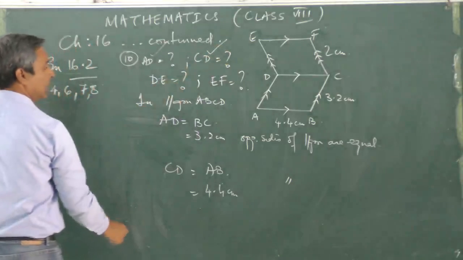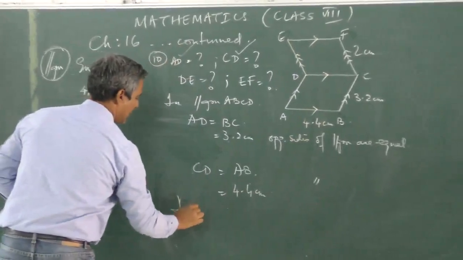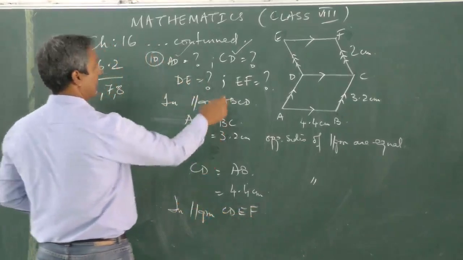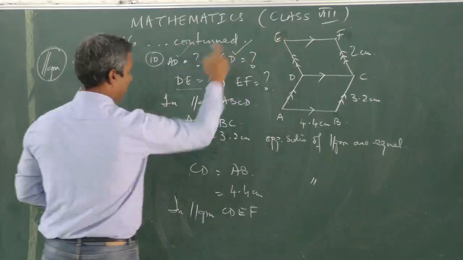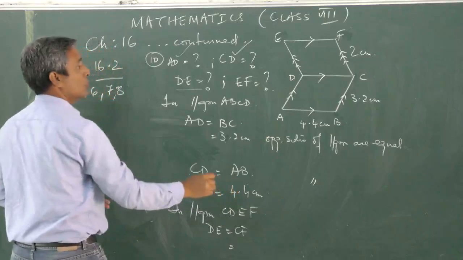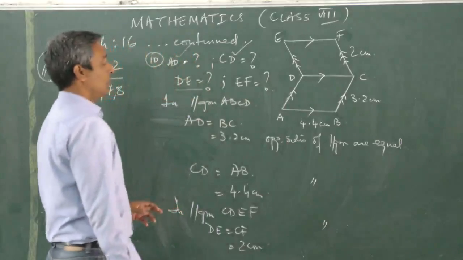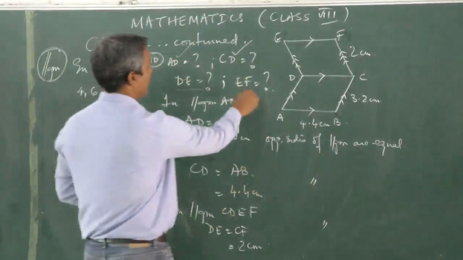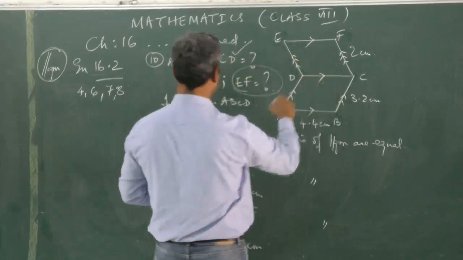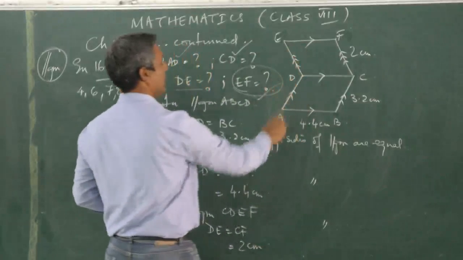Trying to find DE. Where is DE? In parallelogram CDEF. What do we have to find? DE. DE will be equal to CF. DE is equal to CF, and that is equal to 2 centimeters. Reason being, opposite sides of a parallelogram are equal. In the same way, you can find EF. EF is equal to DC or CD, and we know CD is 4.4. So you can do this yourself.